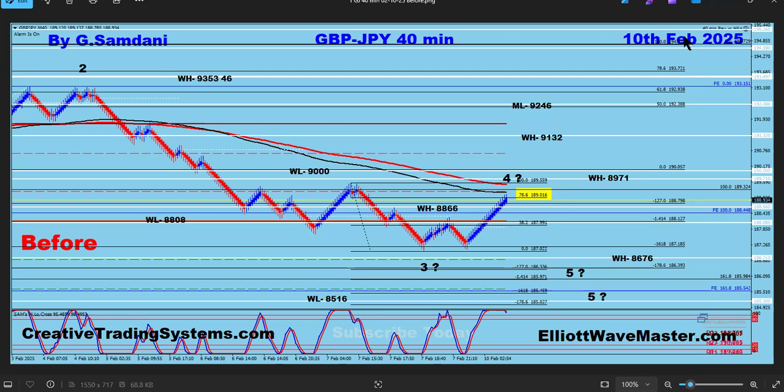So let's get started. This is the pound yen 40-minute chart I made yesterday, 10th February. And this is my setup. I use the 40-minute chart mostly for direction and change of direction, with Elliott wave, harmonic patterns, Fibonacci, and find the turning points. Then I take the entries from the 20 and 7-minute charts.